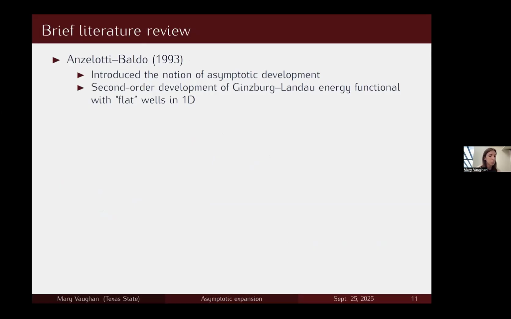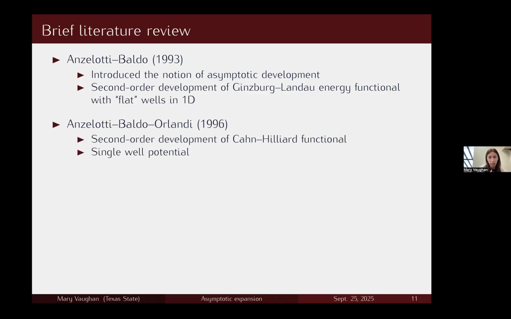Okay, so as I said, we want to do this for our non-local problem, but just to give some brief, non-exhaustive context on what's been done before for asymptotic development. I mentioned that this was introduced by Anzellotti and Baldo in 1993. They have a couple of examples in there, but the main one they consider is the second order development of a Ginzburg-Landau functional, where they have a double well potential, but the wells are flat. So you have the well and then two flat parts, say two intervals of positive measure are your wells. And they look at it there.